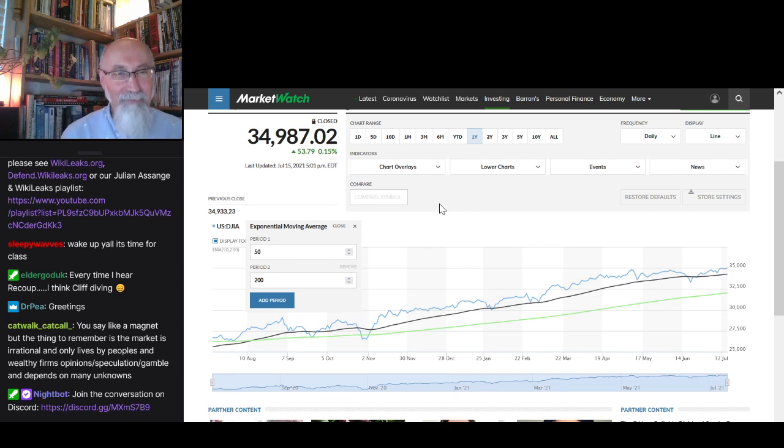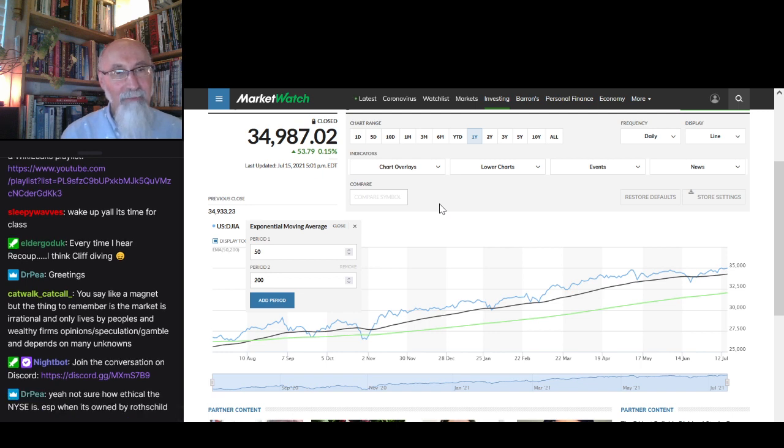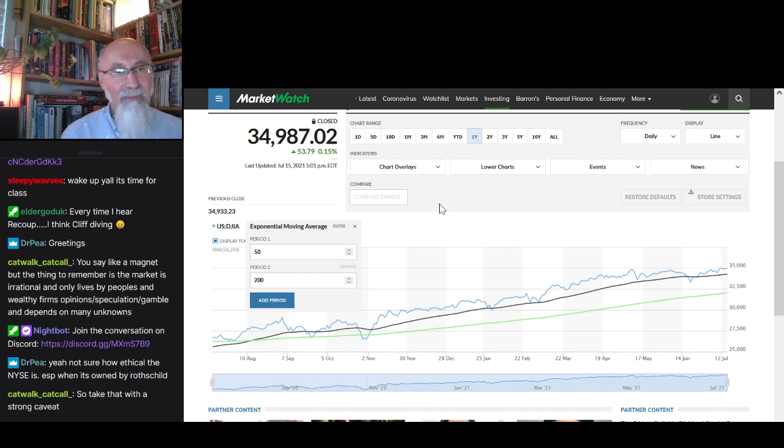Catwalk says you say like a magnet, but the thing to remember is the market is irrational and only lives by people's and wealthy firms' opinions, speculations, gambles, and is dependent on many unknowns. Indeed. And also, by the way, Catwalk, don't forget automation. Most of the trades that you see happening on Wall Street right now are an algorithm doing the trading.